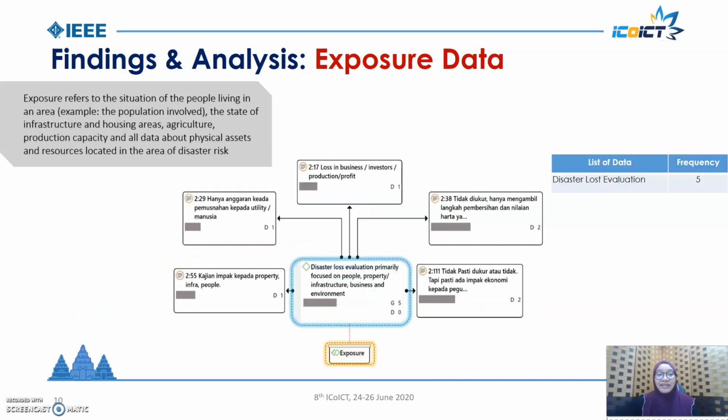And the next data that we identify is the exposure data. Exposure data refers to the situation of the people living in this area. So it's more involved with the infrastructure, the housing area, the agriculture production, data about the physical assets and the resources that are located at the disaster risk area. So with that, we are able to identify 5 relevant data that have impact on this exposure data.